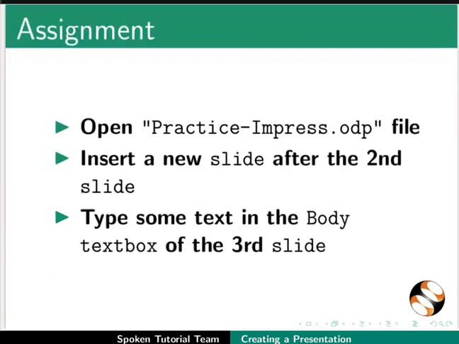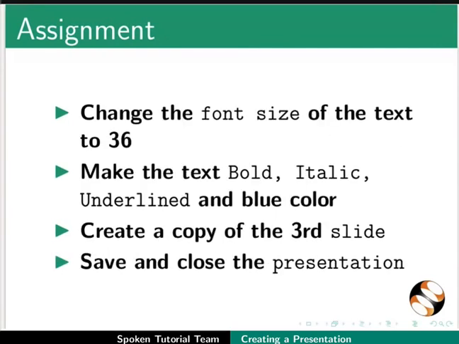As an assignment, open practice-impress.odp file. Insert a new slide after the second slide. Type some text in the body text box of the third slide. Change the font size of the text to 36. Make the text bold, italic, underlined, and blue color. Create a copy of the third slide. Save and close the presentation.